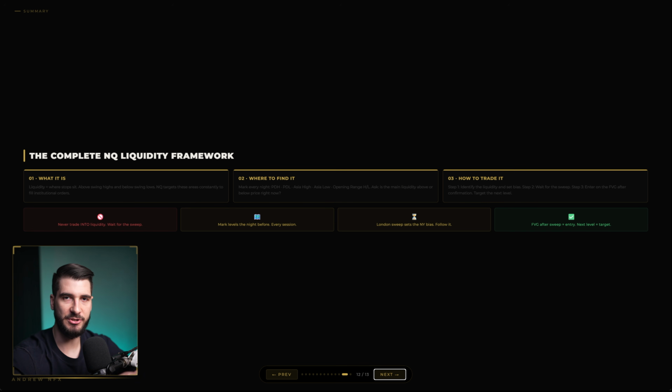Asia high and Asia low. Previous day high and low. Come in with a bias. Is the liquidity above or below? Wait for the sweep. Enter on the fair value gap after the confirmation. Manage your trade to the next liquidity target. That is the complete framework.